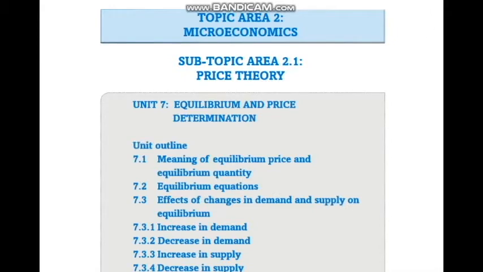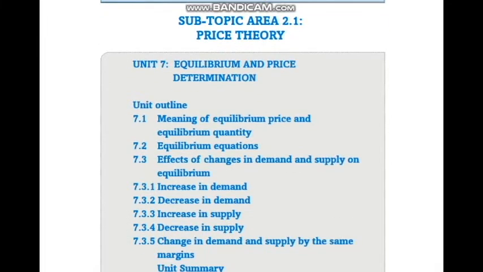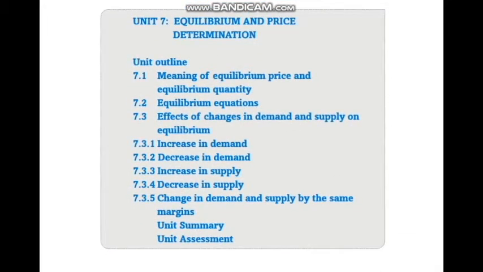Topic, unit number 7, about topic area 2.1 price theory. Remember that we are on microeconomics as topic area 2. We have studied microeconomics after studying introduction to economics, and now we are on unit 7, equilibrium and price determination, but through price theory. So welcome back to our new topic now, equilibrium and price determination.